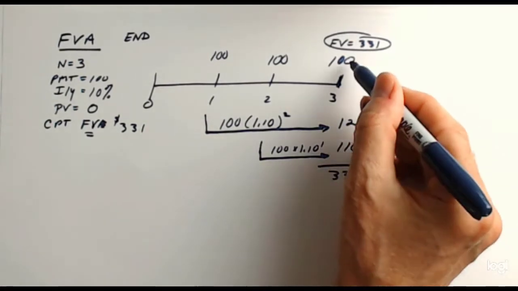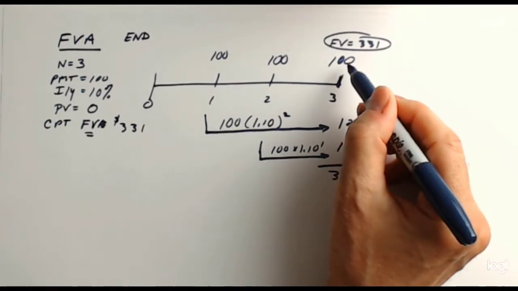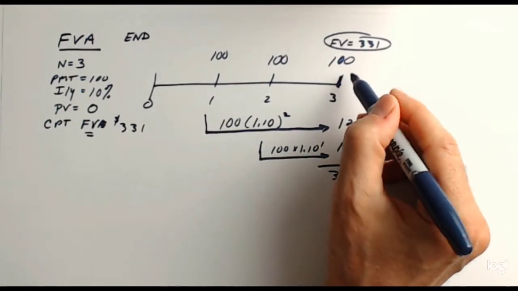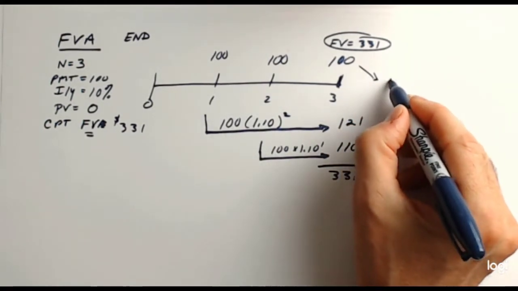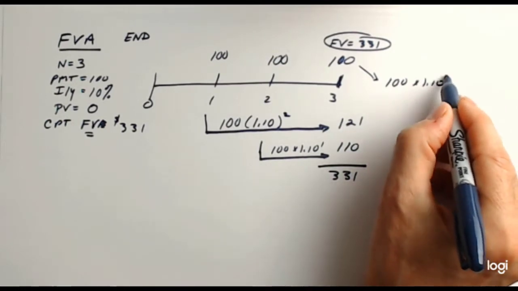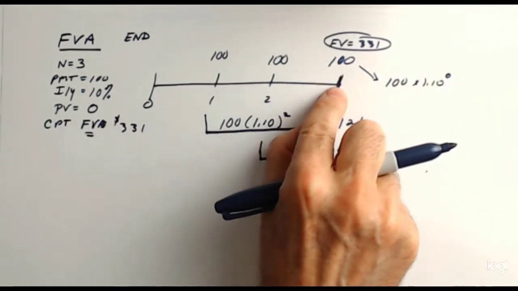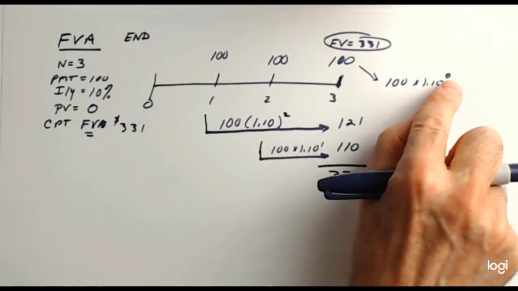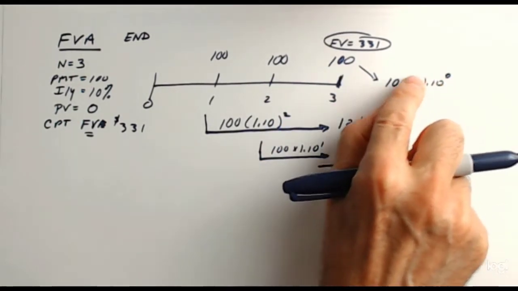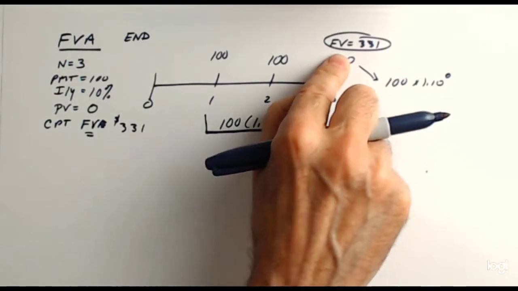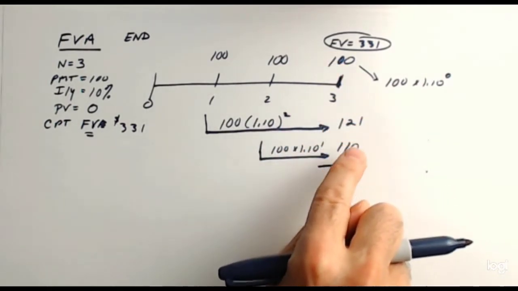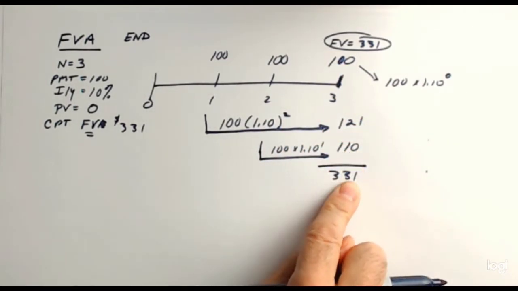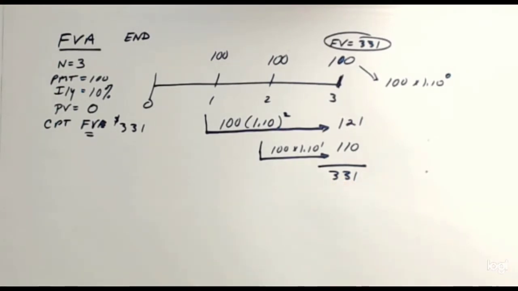Now, you notice I didn't compound this $100 at all because there's no time period here. So mathematically, you could say it's 100 times 1.10 to the 0 power because there's no time to compound anything. And if you take it to the 0 power, that's just 1 times 100, and you get the 100. But you don't need to do that because you already know this math. So you just add the 100, the 121, and 110, and you get $331. Okay, so that is the future value of an ending annuity.